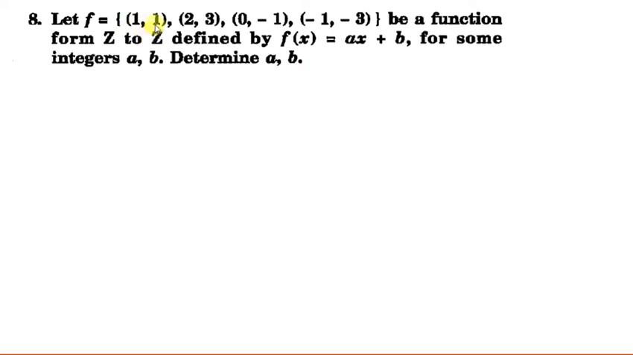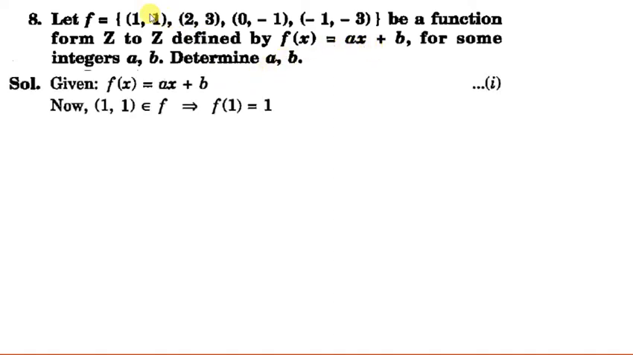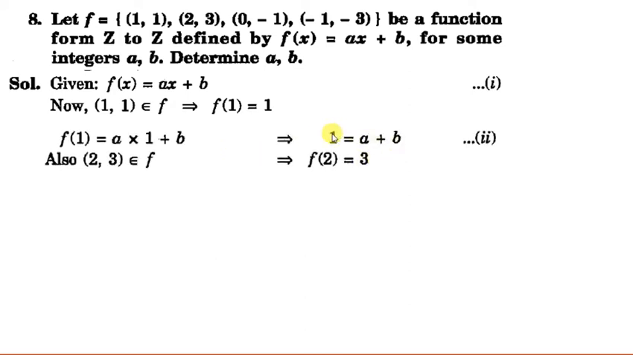Now (1, 1) means f(1) is 1, (2, 3) means the image of 2 under f is 3, that is f(2) equals 3, f(0) equals -1, f(-1) equals -3. With the help of these we have to find a and b. So we use: (1, 1) belongs to f, so f(1) is equal to 1, and f(1) from this expression is equal to a plus b, so we get a plus b equals 1.